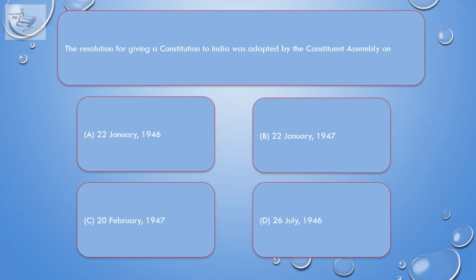Question: The resolution for giving a constitution to India was adopted by the Constituent Assembly on A. the 22nd of January, 1946. B. the 22nd of January, 1947. C. the 20th of February, 1947. D. the 26th of July, 1946. Correct answer is B. the 22nd of January 1947.